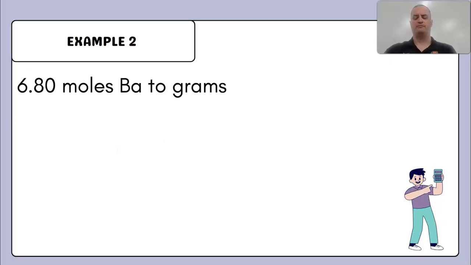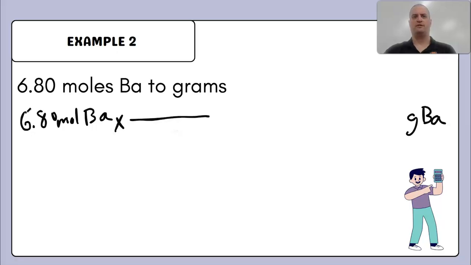Our next example. Alright, let's say we started off with moles. So 6.80 moles of barium. And I want to know how many grams of barium that is. So you can see I put the unit and the substance. So whatever's on top goes on the bottom for units. We do our units first. And moles of barium can be related to grams of barium.